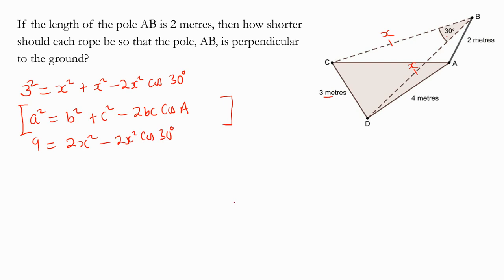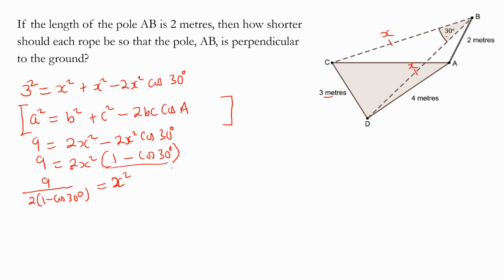And then what do we want? Remember, we want the x. So we can factor out 2x squared here. Then say 9 is equal to 2x squared times 1 minus cos 30 degrees. See that? Then divide by 2 times 1 minus cos 30 on both sides of the equation. So it becomes 9 over 2 times 1 minus cos 30 degrees is equal to x squared. Remember, we have divided by the 2 and this bracket, so we remain with x squared.